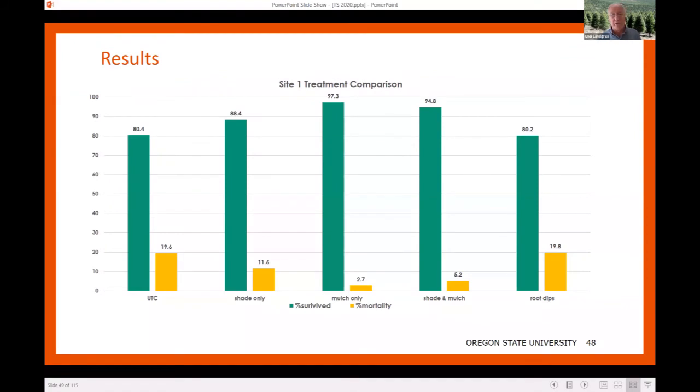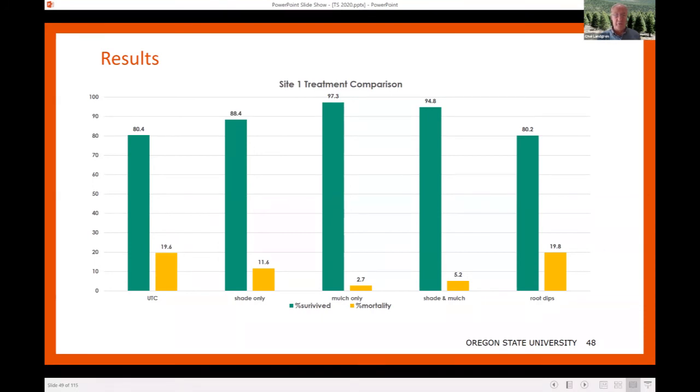Luckily for the growers, last year was a nice year for seedling survival. At the Kirk site 1, the untreated check had about 20% mortality. The root dips that we had at that site didn't help at all; the mortality was just about the same as the untreated check. The shade provided a little bit of relief, with mortality of about 12%.